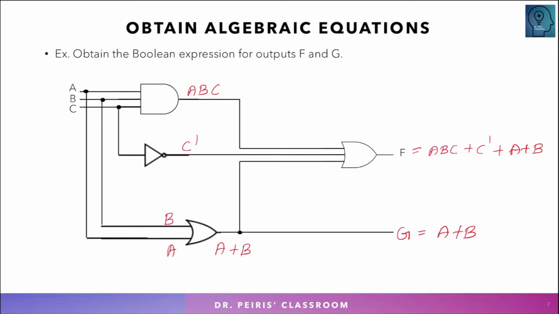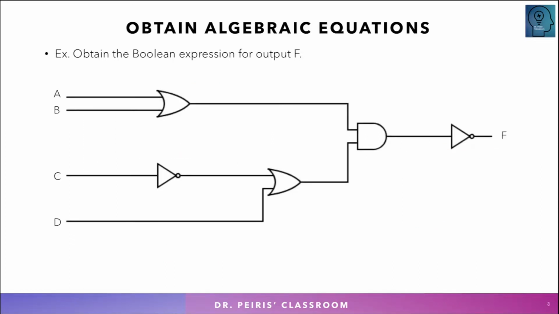Very simple. Follow one gate at a time and write the output expression for each gate, and then see what the inputs are. When you find the output expression, make sure you understand what the inputs are in each gate. And the next one, so this one has 4 input variables, A, B, C, D. So now let's do one at a time.